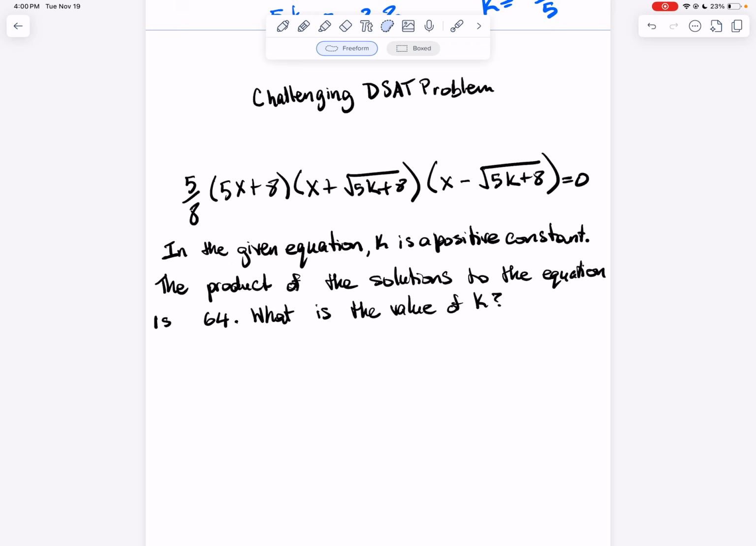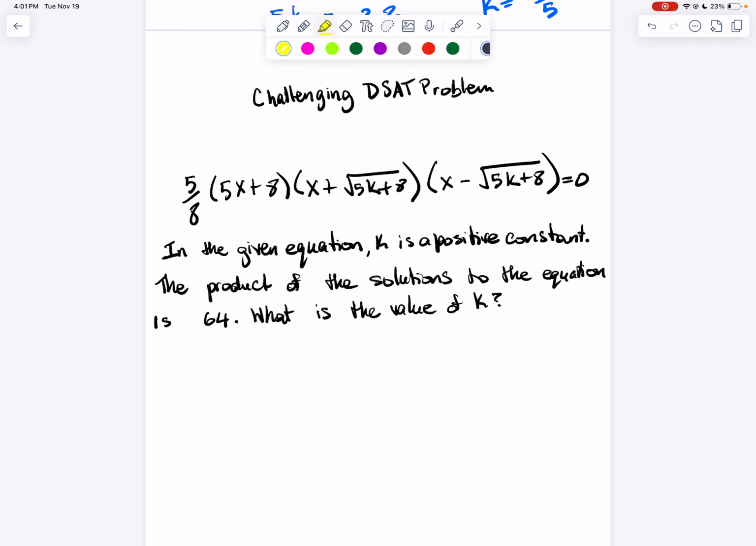All right, so here we have a really long equation. We have a bunch of stuff being multiplied and the answer is 0, and they're not even asking us to solve it. They're telling us that the solutions, because there are multiple solutions, have a product of 64. Again, they're not asking what those solutions are. They're asking us, what is the value of k? So we have this unknown constant k thrown into the question. All right, let us see how to tackle this.